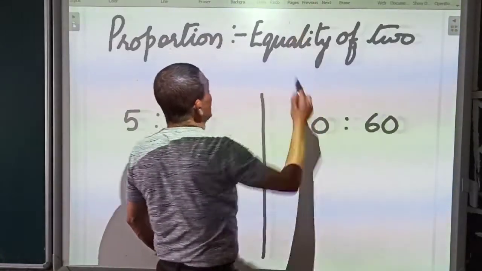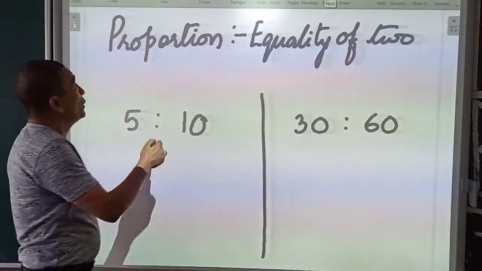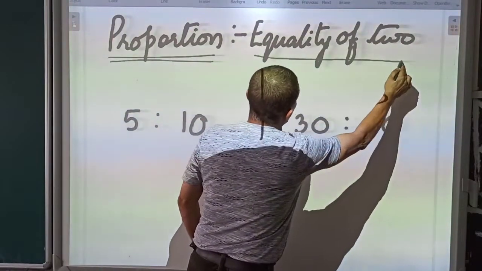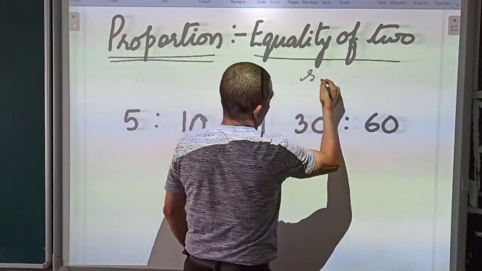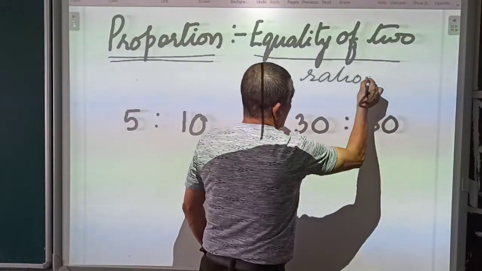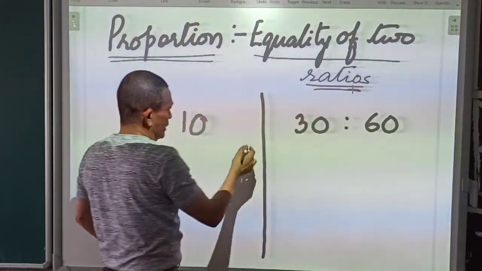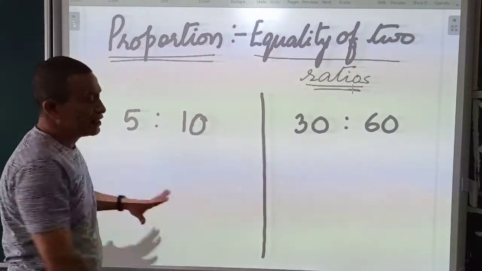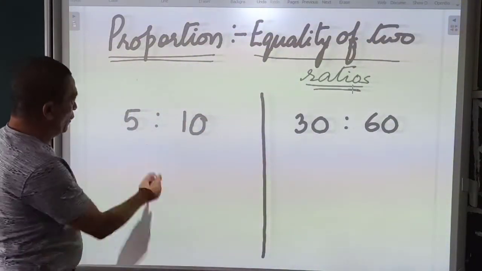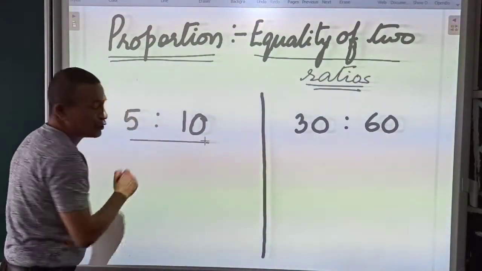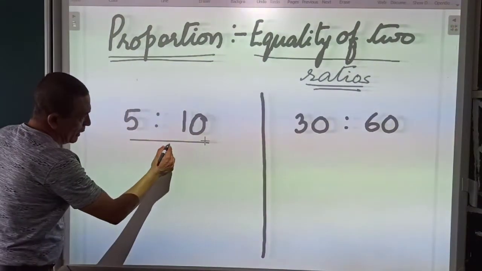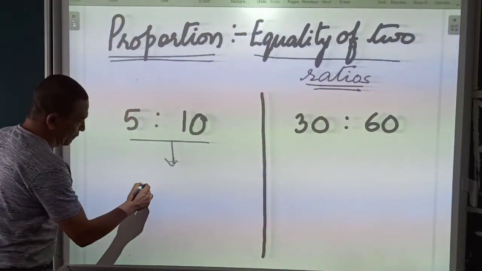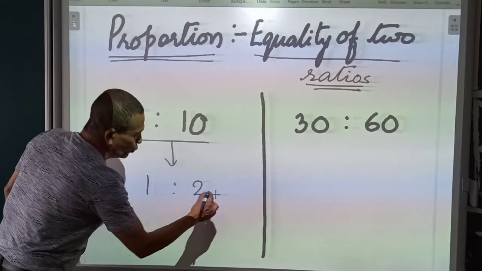So what is proportion? We got to understand that proportion here means equality of two ratios. Now what I have done is I have two ratios here which have been separated by this line. If I take the first ratio, 5:10, I can make it smaller by dividing both of them by 5. So I get 1:2.